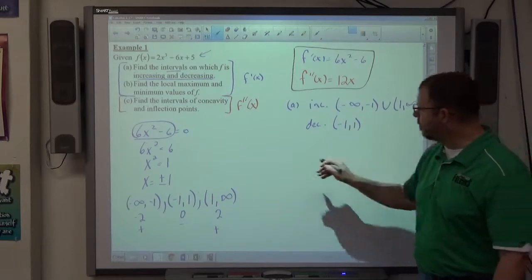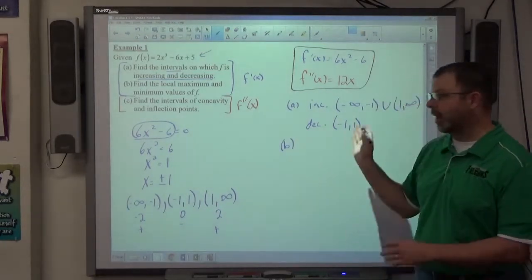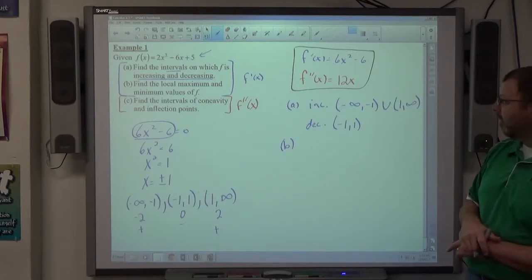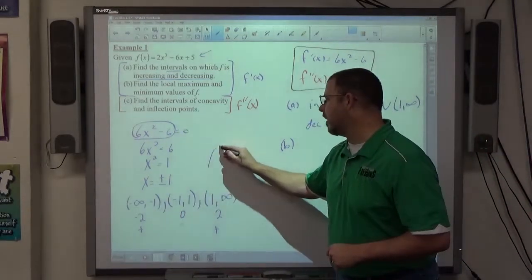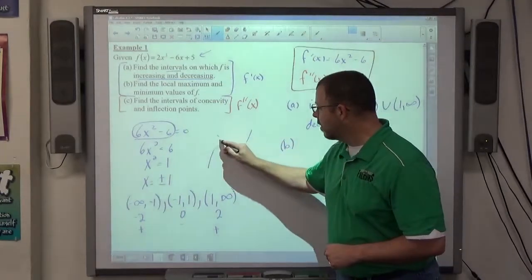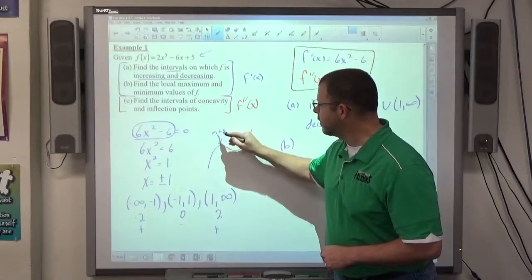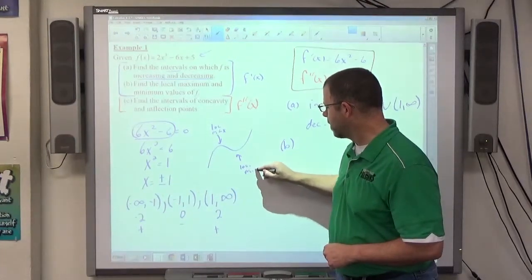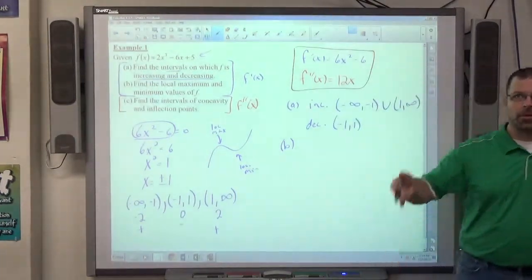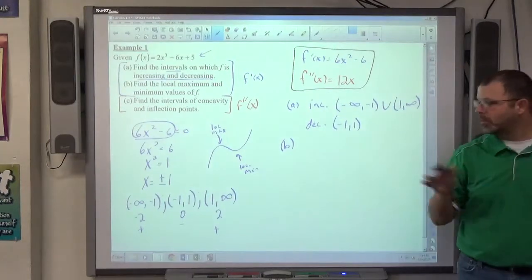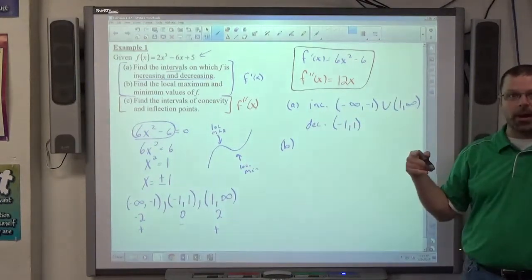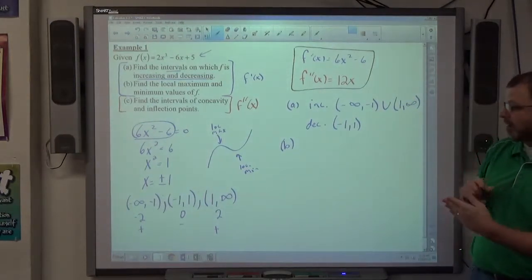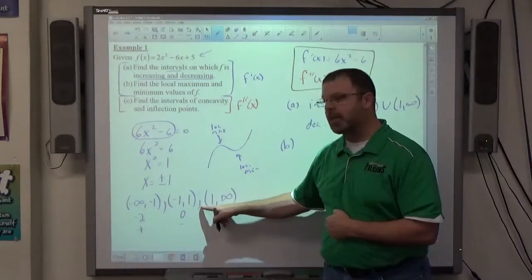Also in part B, I can go ahead and answer that right away. It says find the local maximum and minimum values of f. So again, we know it goes up, flattens out, goes down, flattens out, goes up. So I know this is a local maximum, and this is a local minimum. Just based on what's happening to the graph, I can see with my own eyes, if I just sketch it, local max, local min. The local max is happening at x equals -1, the min is happening at x equals +1.